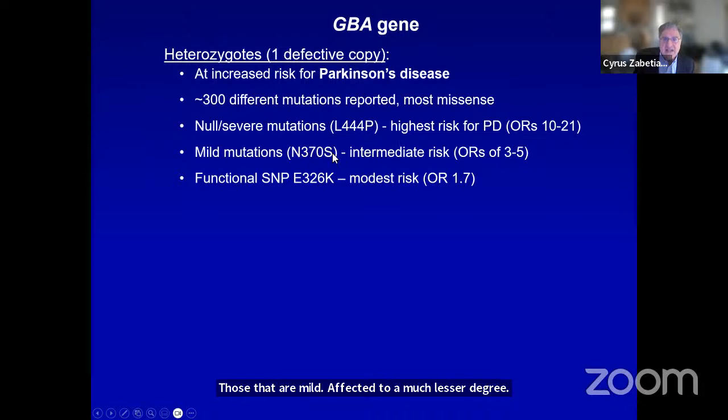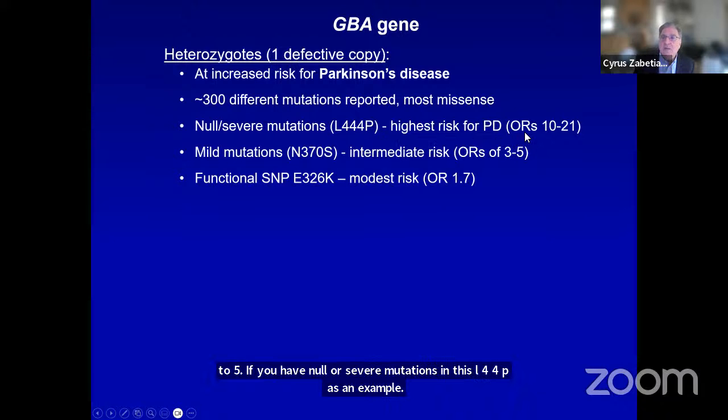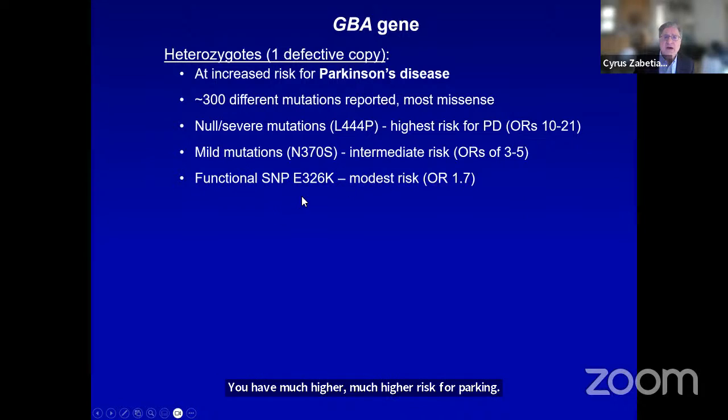And not surprisingly then, if you have a mild mutation, your increased risk for Parkinson's disease is with odds ratios somewhere in the neighborhood of 3 to 5. If you have null or severe mutations, and this L444P is an example, you have a much higher risk for Parkinson's disease, with odds ratios north of 10. And there's also a polymorphism, E326K, that if you have 2 copies of it, you don't get Gaucher disease. So it's got a very modest effect on gene function, but it does increase your risk for the disease.